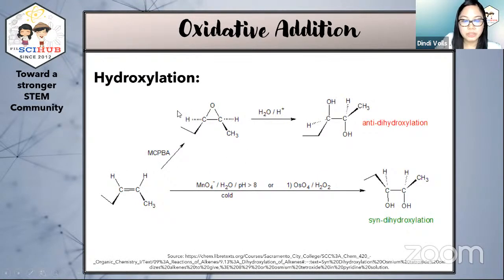And then you also have hydroxylation. There are two ways to form dihydroxyl compounds. At first, I mentioned MCPBA. If you subject it to acidic conditions, it will open up and form what's called anti-dihydroxylation, because you have two hydroxyl groups on opposite sides of the structure. Whereas if you use permanganate in basic conditions, you will form the syn dihydroxylation, where you can see there are two hydroxide groups on the same side. Again, the best way to explain is by reaction mechanism.